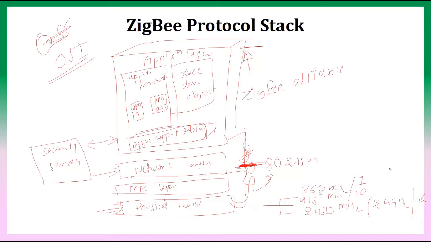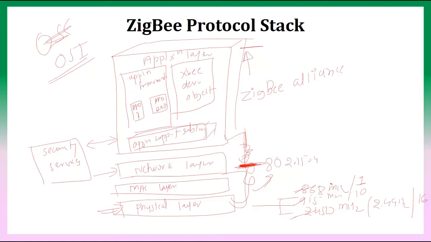The data rates, as we have already seen, were 20, 40 and 250 kbps. And for applicability, you have seen that this was for Europe, this was for the US, and this was for worldwide. So that is about your physical layer.